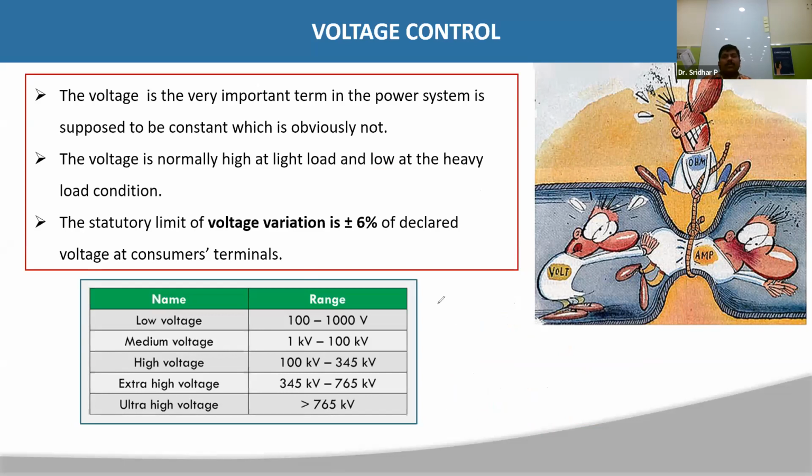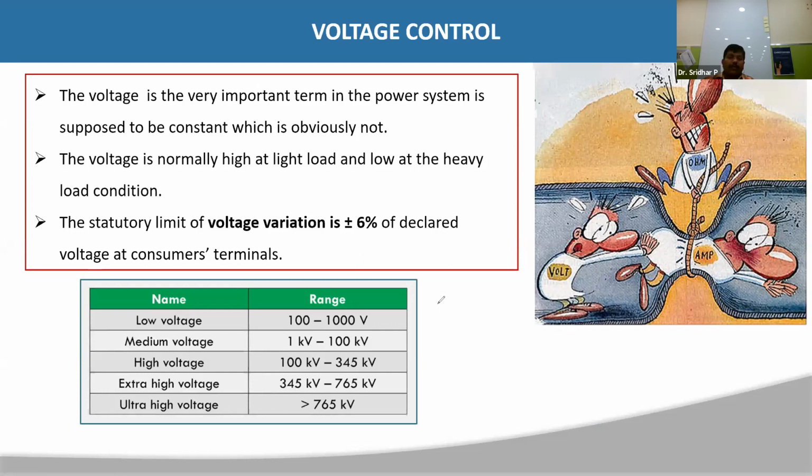Low voltage, what do you mean by that? Low voltage means 100 volts to 1 kV, medium voltage is 1 kV to 100 kV, high voltage means 100 kV to 345 kV, extra high voltage is 345 to 765 kV, and ultra high voltage means more than 765 kV.